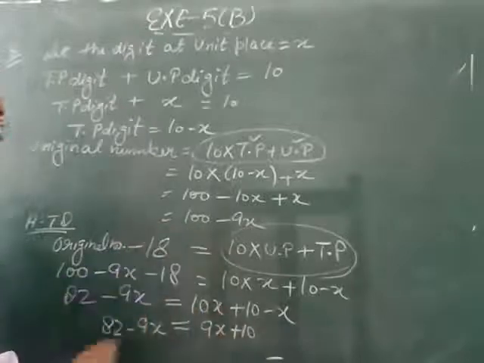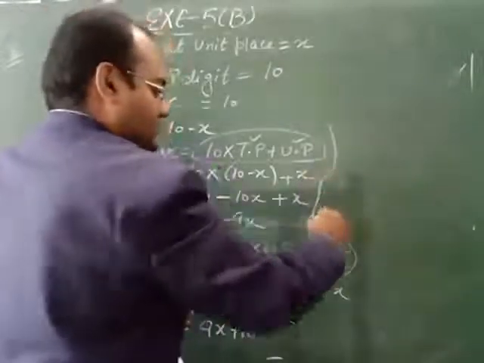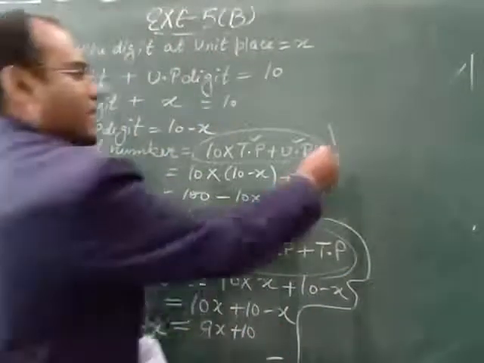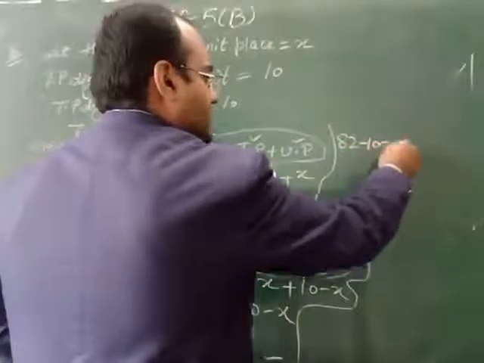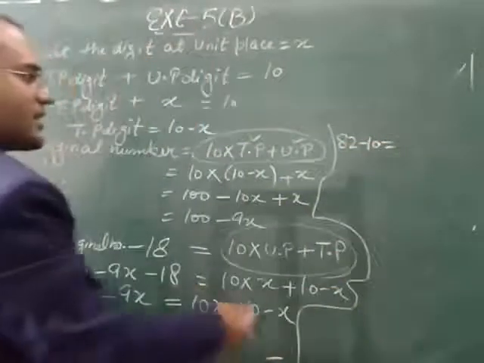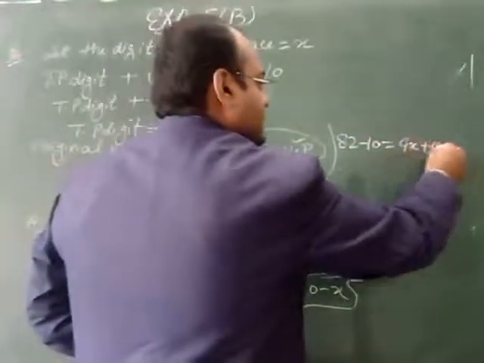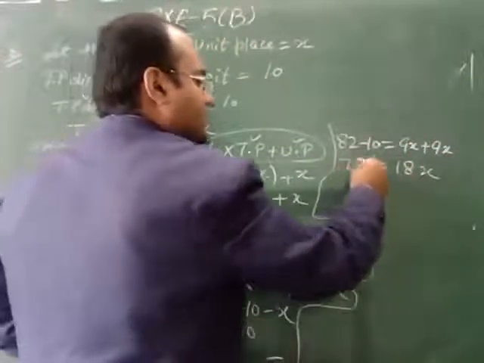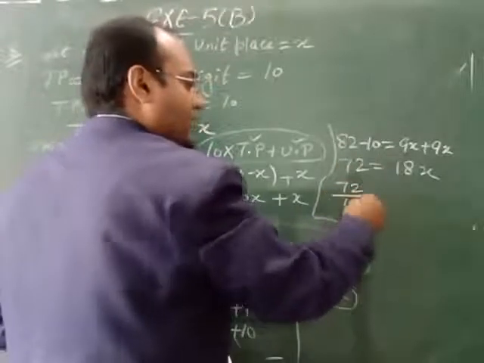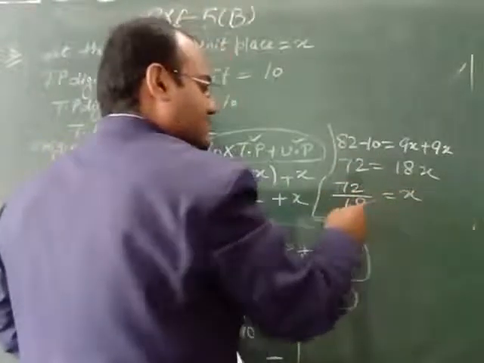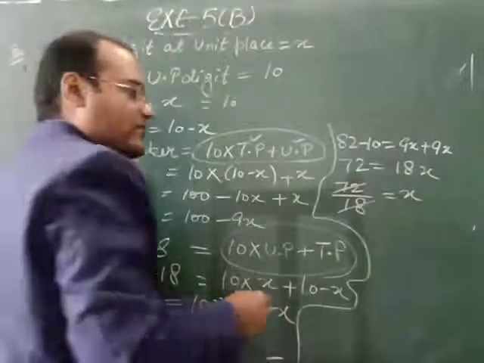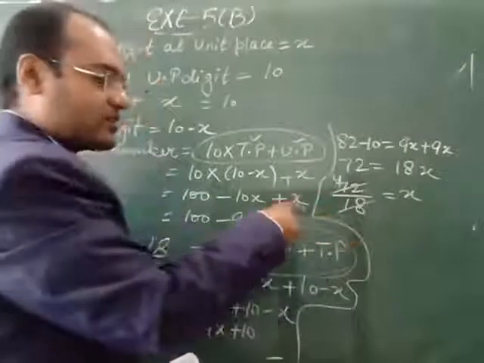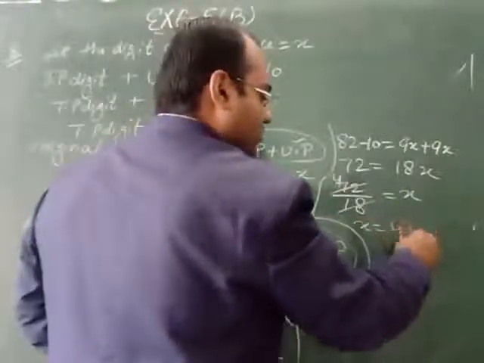Minus 9x will come on the right hand side. So it will be written as 82 plus 10 will come here, minus 10 is equal to 9x plus 9x. 9x plus 9x is 18x. 82 minus 10 will be 72. 72 divided by 18 is equal to x. Now we will cancel with the table of 18. 18 fours are 72. So x answer is 4.